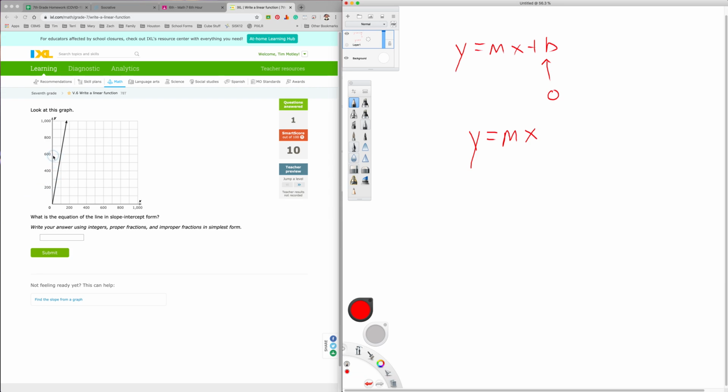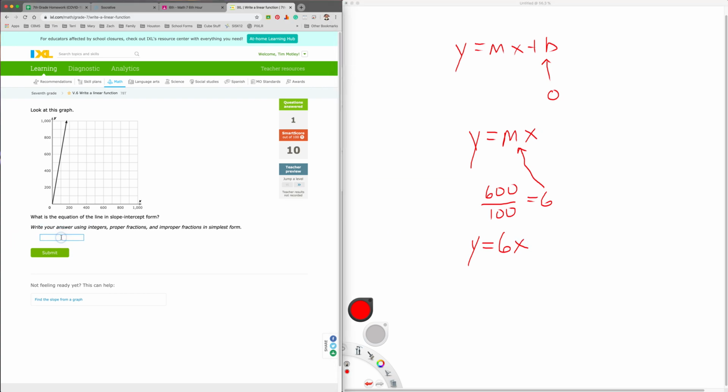It looks like it's up at 600 and over, well, halfway between 0 and 200, over 100. So the steepness is up 600 and over 100. So that's 600 divided by 100. That is 6, and that's my m. So my equation is y equals 6x. And I don't need to put that plus 0. It'll be understood as a 0 out there, so I'm going to go ahead and put in my equation, y equals 6x.